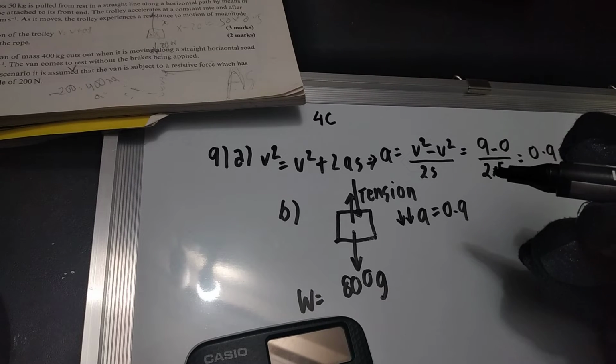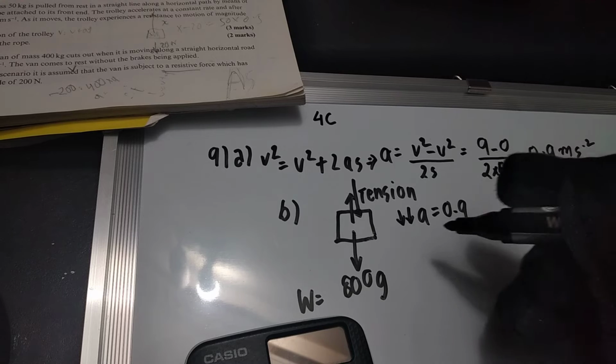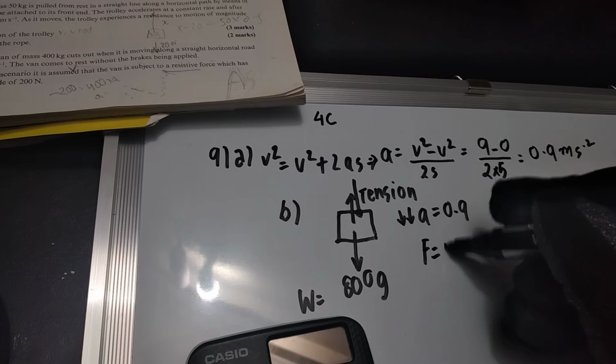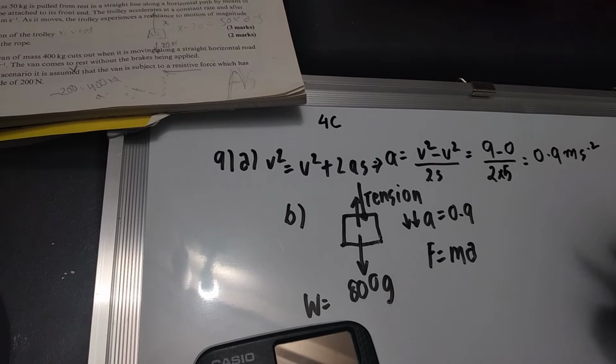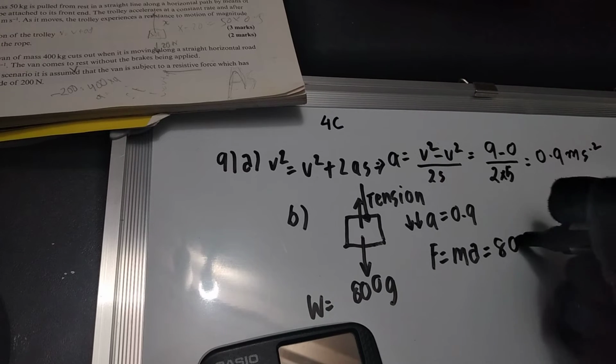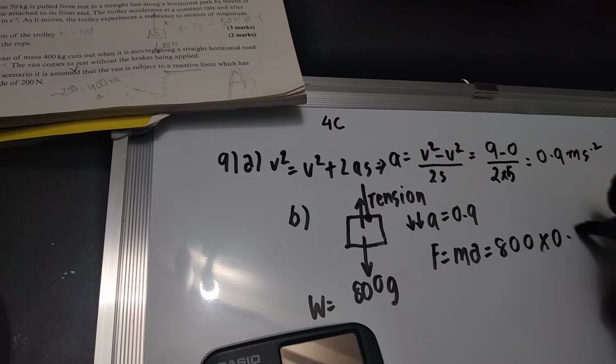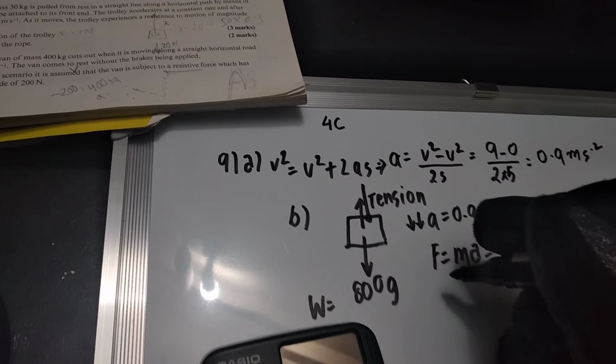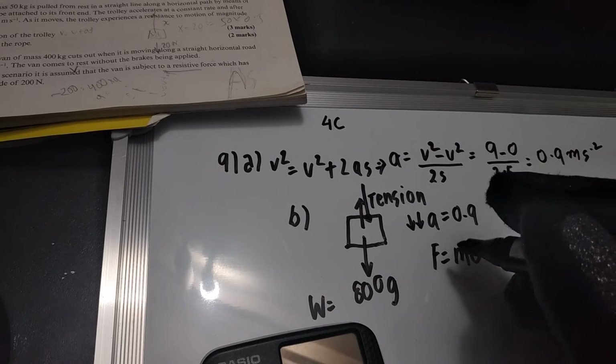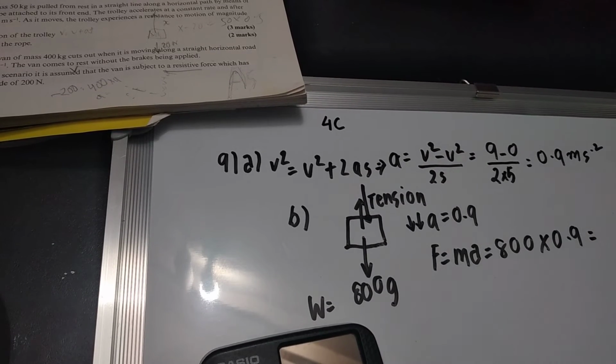So the resultant force, we know force equals mass into acceleration, right? We know the mass, which is 800. We know the acceleration, which is 0.9. So we know the resultant force, because this is the resultant force. Yeah, I would calculate, and it gives 720 newtons.